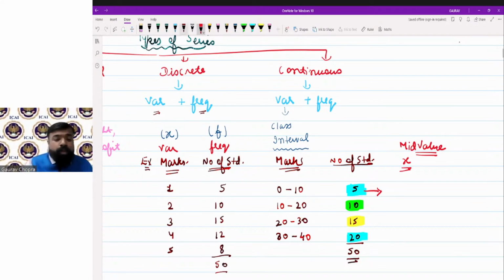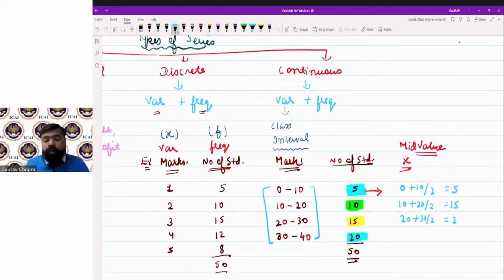So how to calculate the mid value? So all these are the lower limits as we have discussed in previous class. This is upper limit. So lower limit plus upper limit divided by 2. We are having 5. Similarly, 10 plus 20 by 2, 15, then 20 plus 30 by 2, 25, and so on. All these are the mid value, that is x. Okay, perfect. So this is the basics of type of series. I think you have understood till here. Now we can proceed towards arithmetic mean.